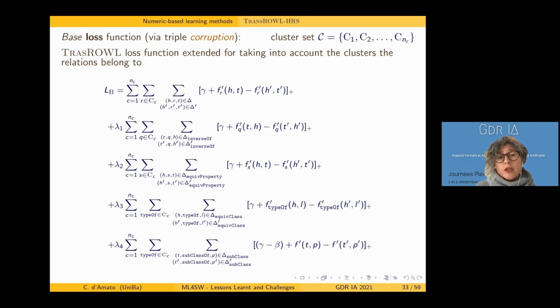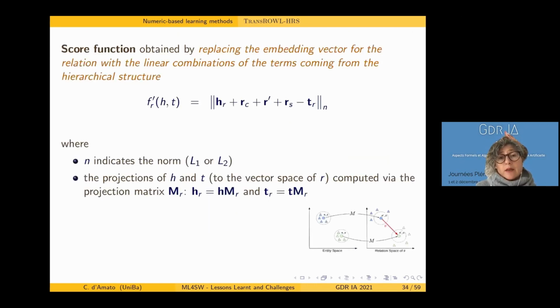And the last change was due to the fact that when we need to compute the score function of the base model, which is TransR, we now need to take into account that rather than the vector embedding of the relationship, we need to consider the linear combination of the vector embedding of the clusters of the relationship, the vector embedding of the actual relationship, and the vector embedding of the sub-relationship.